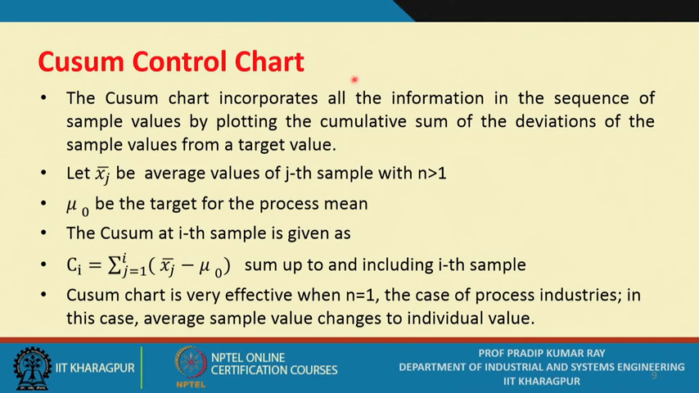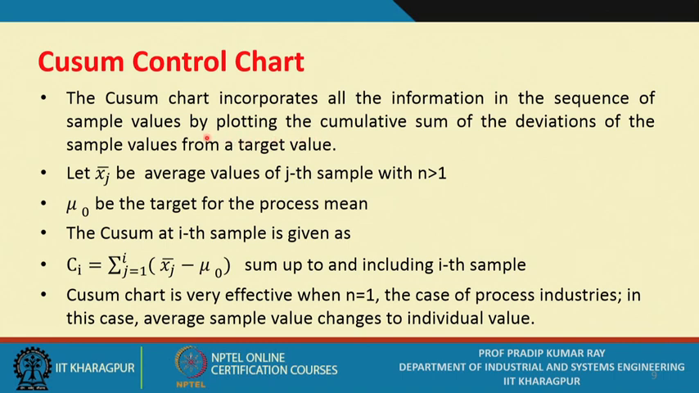Getting my point? So now what we are trying to do is incorporate all the information in the sequence of sample values by plotting the cumulative sum of the deviations of the sample values from a target value. Here is a process I have designed. With respect to a given process parameter, I must know its target value. The actual value you get at a particular sample has a deviation from the target. When you arrive at a particular sample, you need to consider the deviations from the target for all the previous samples, and add them together at that point in time.